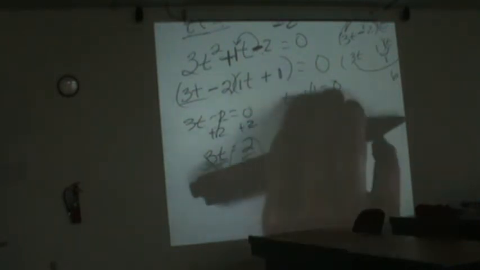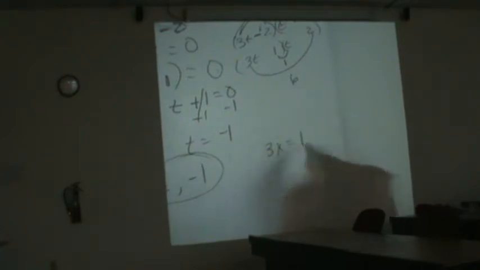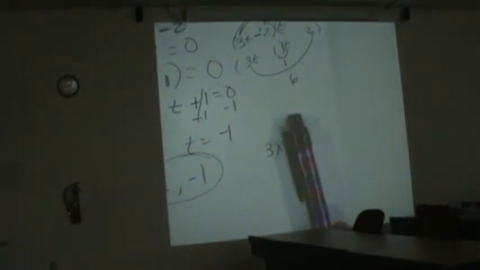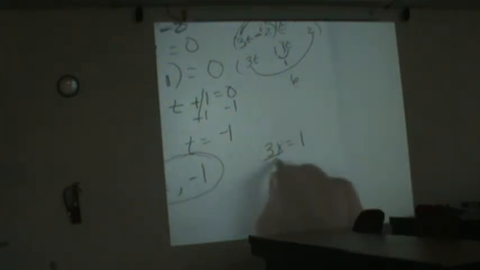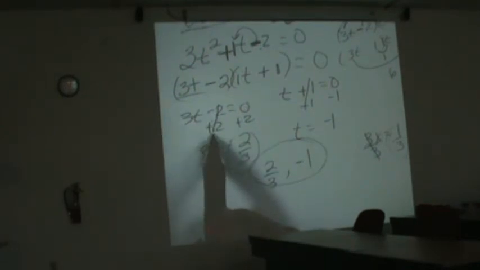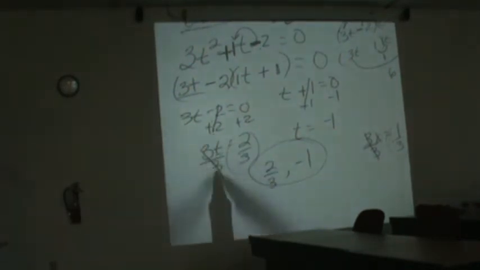Okay? If you had like 3x equals 1, you would have to do the opposite of this. That's 3 times x, you would have to divide by 3. So if it's multiplied, you have to divide. Remember, if it was subtracted, you add. So if it's multiplied, you divide. You're doing the opposite.